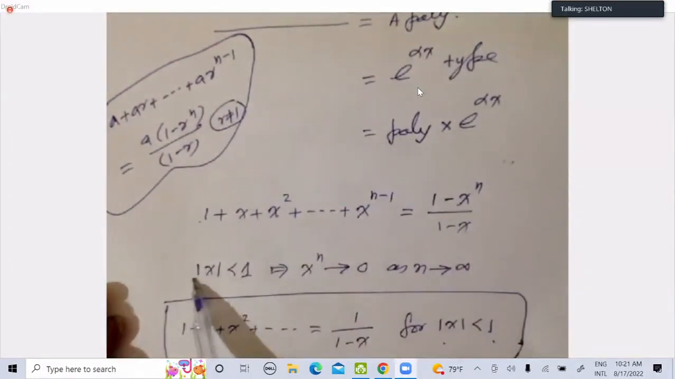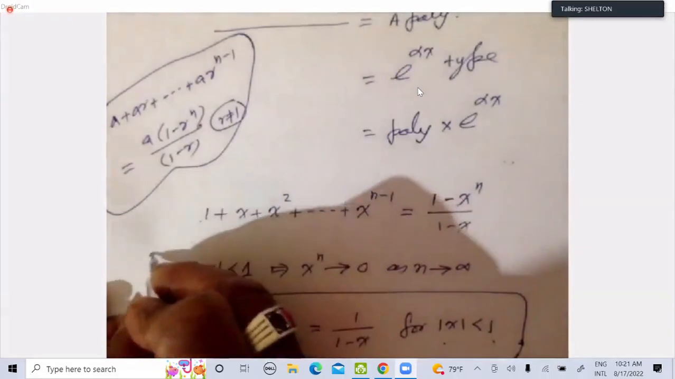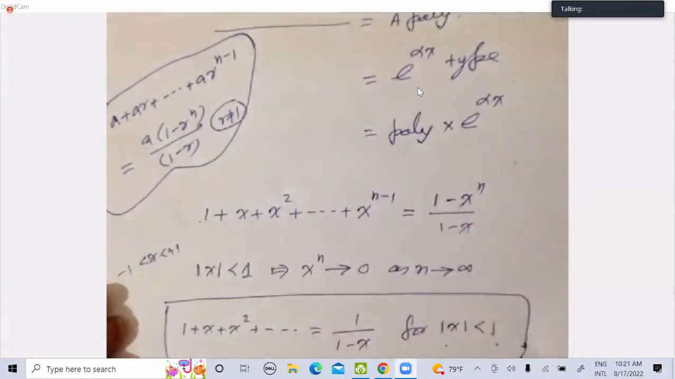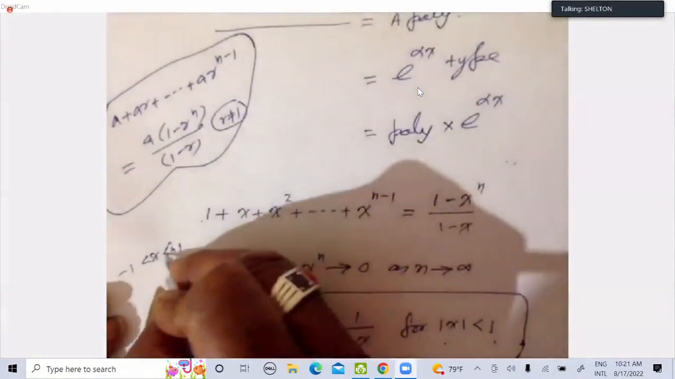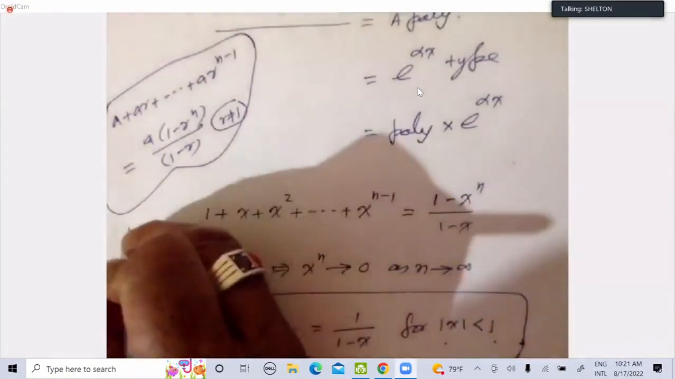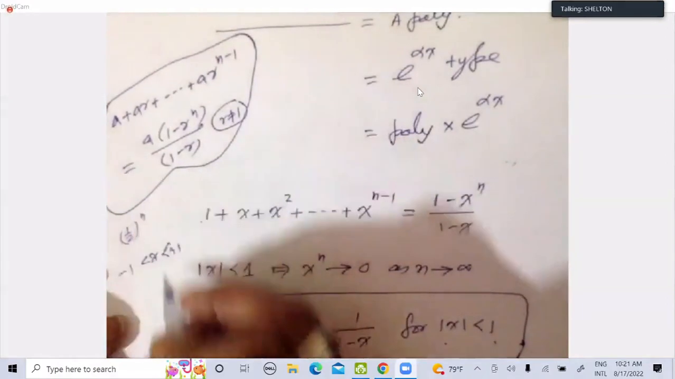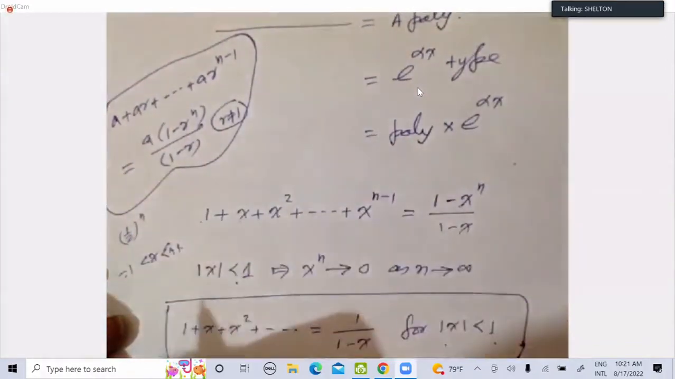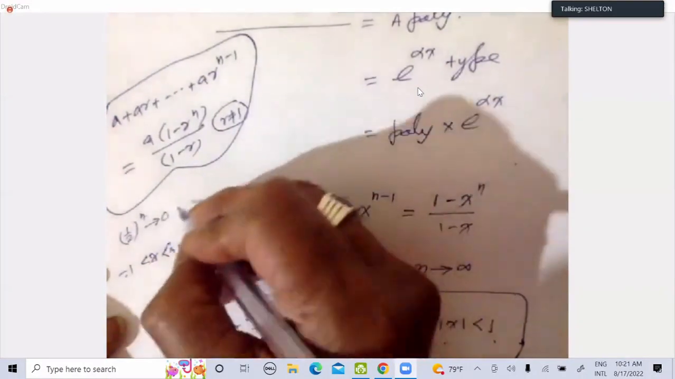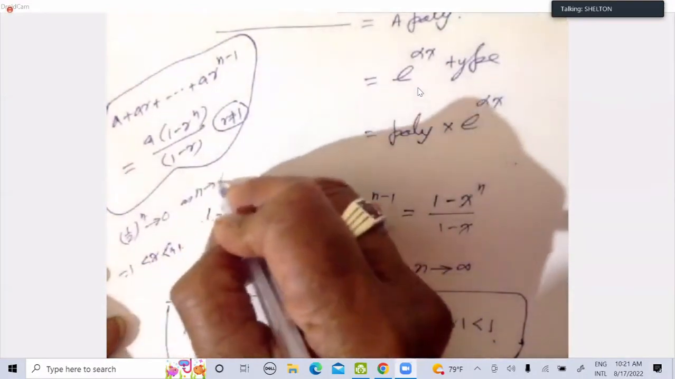So if the absolute value of x is less than 1, meaning x is between -1 and +1, then x to the power n, like half to the power n, is a number between these. Half to the power n, as n goes to infinity, these numbers go to 0.